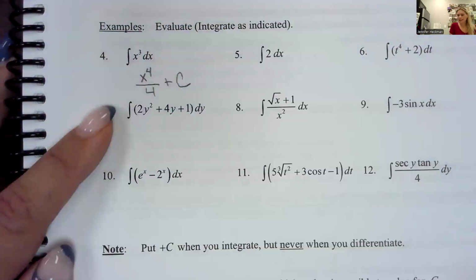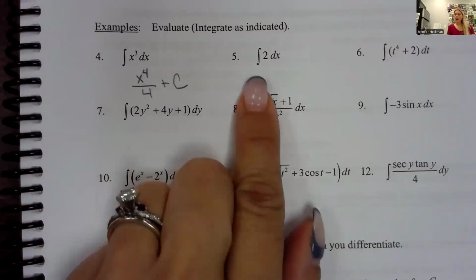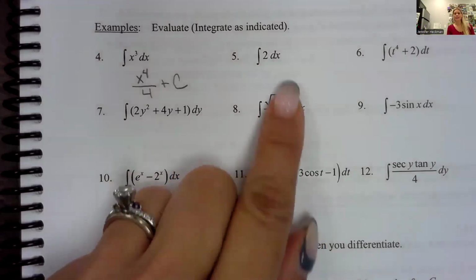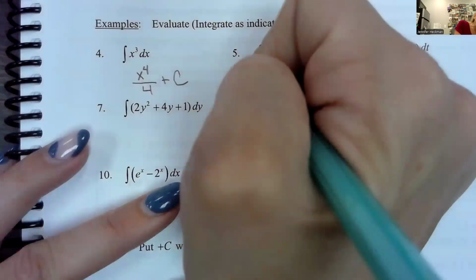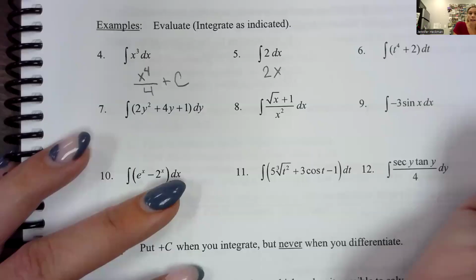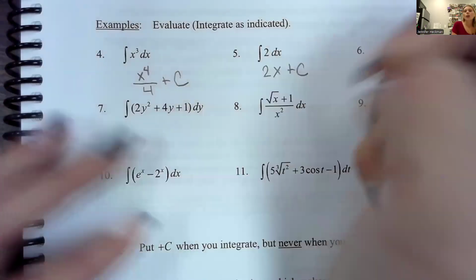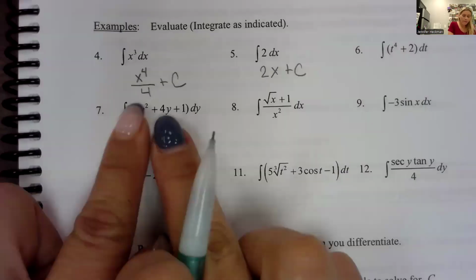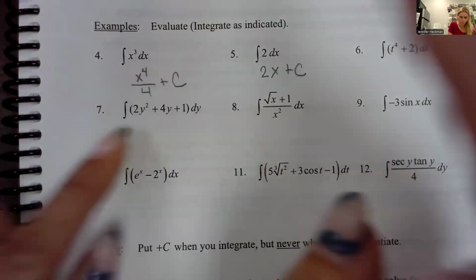Don't forget the plus c, okay? Add to the exponent, divide by that exponent. Number 5, integral of 2 dx. This is a constant rule, which means all I have to do, because it's in terms of x, is add on an x to it. So this is 2x plus c. And again, you guys can take the derivative and make sure you come up with your original question.